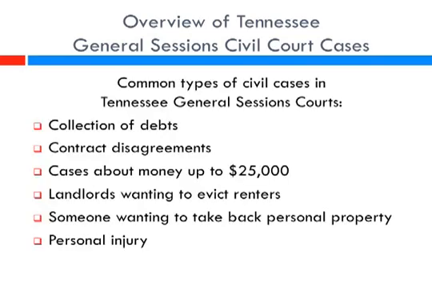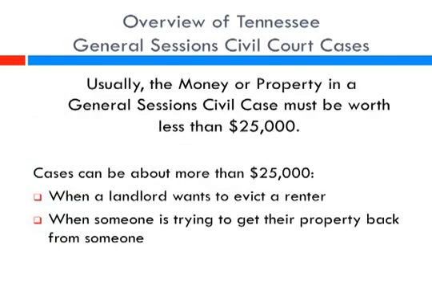General Sessions Civil Courts hear many different kinds of cases. Some common types of cases heard by the Tennessee General Sessions Civil Courts are cases about contracts, cases between landlords and renters, and cases involving damage to land or personal belongings. General Sessions courts are sometimes called small claims courts.